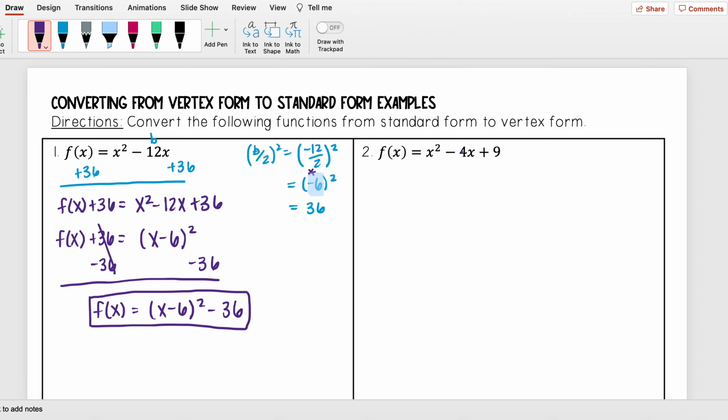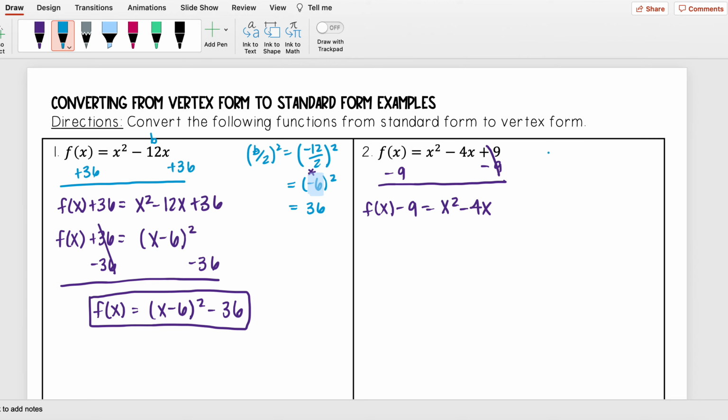Okay, let's try another one. So here I have f of x is equal to x squared minus 4x plus 9. My first step is to move my c term, so I'm going to subtract 9 from both sides. And so I have f of x minus 9 is equal to x squared minus 4x. And now my next step is to take half of b, square it, and add it to both sides.